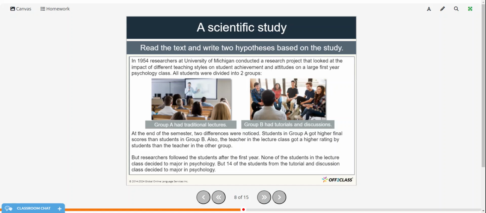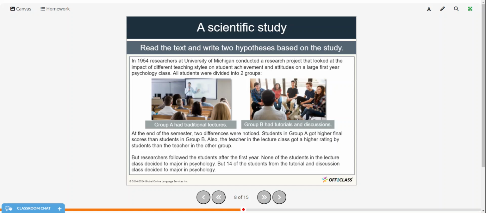At the end of the semester, two differences were noticed. Students in Group A got higher final scores than students in Group B. Also, the teacher in the lecture class got a higher rating by students than the teacher in the other group. But researchers followed the students after the first year.